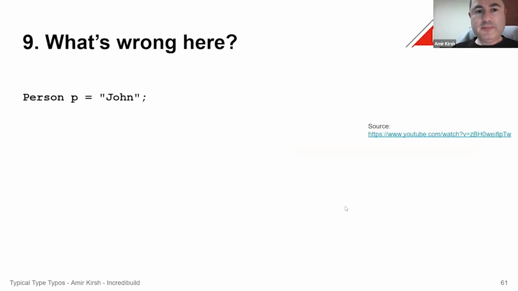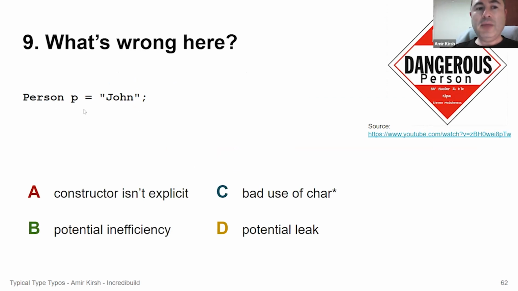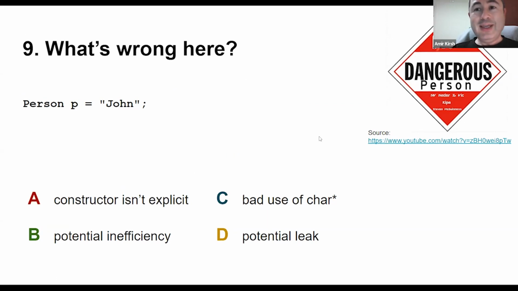Okay, let's go for the next one. It's a very short piece of code. What's the problem here? A person P is John. Oh, constructor is not explicit. A potential inefficiency, bad use of char star, or a potential leak. What is the problem? No need to go through the code line by line. It's a one-liner. So what's wrong with John?